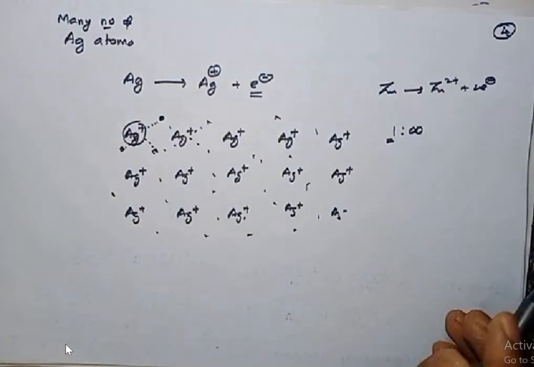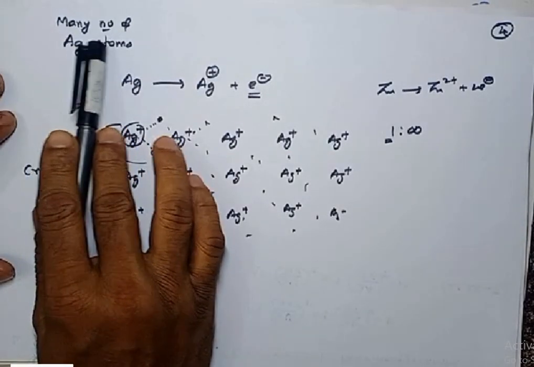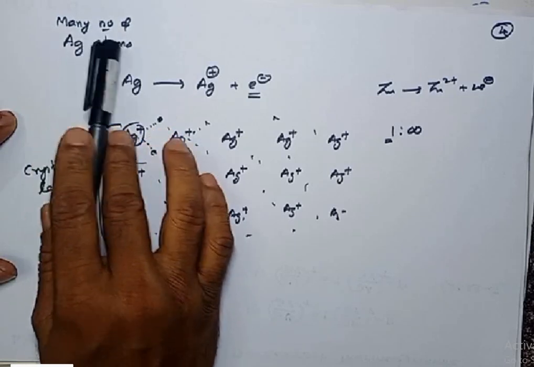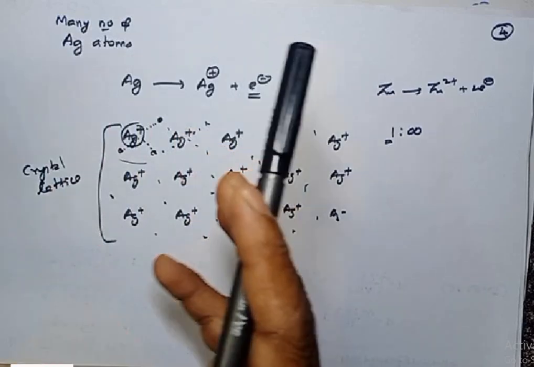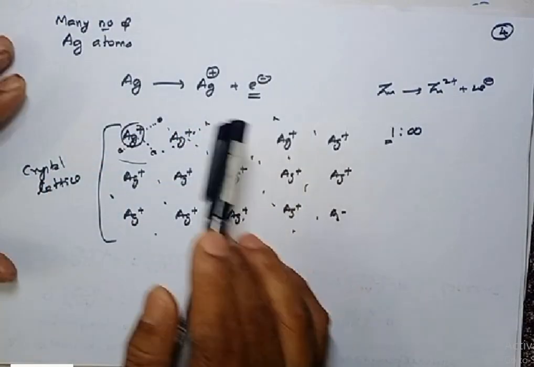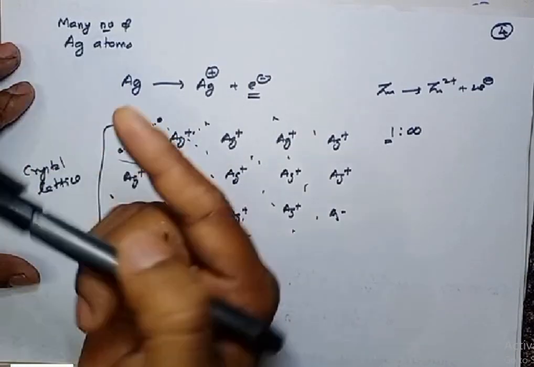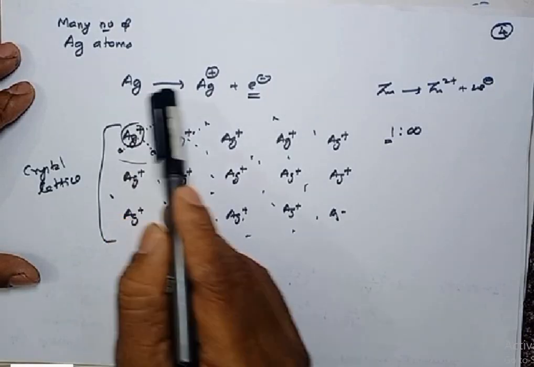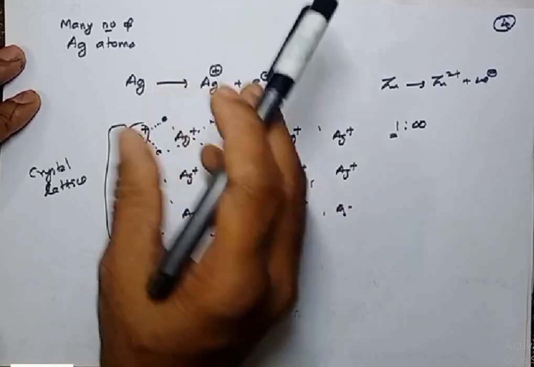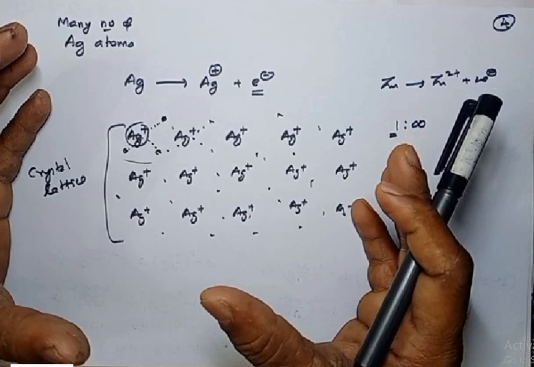So when many metal atoms combine, here I took silver as an example, if the silver atoms combine and form a solid, a metallic crystal, what actually happens is that each atom loses electrons. In the case of silver, the valency of silver is 1. So each silver atom loses 1 electron and becomes a silver ion. So you will get many silver ions, and these silver ions form the lattice.